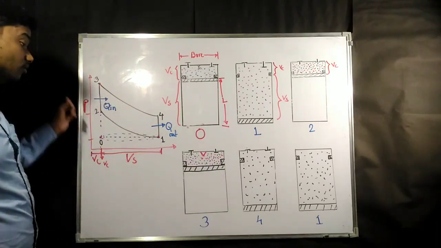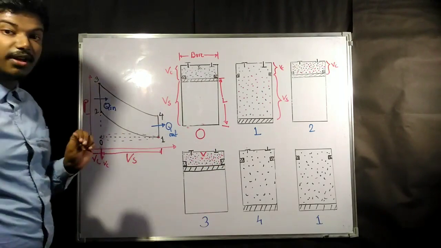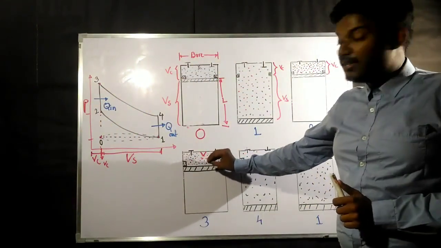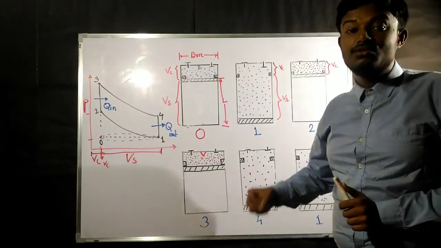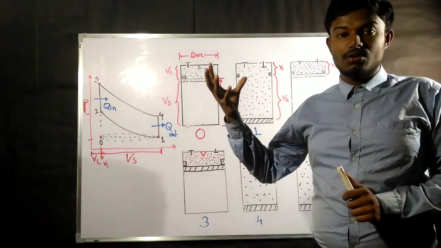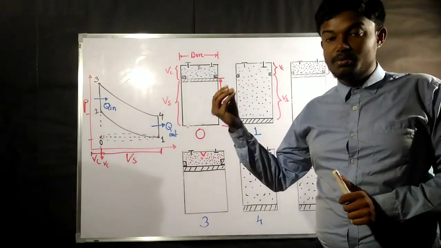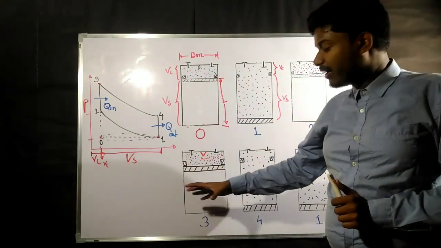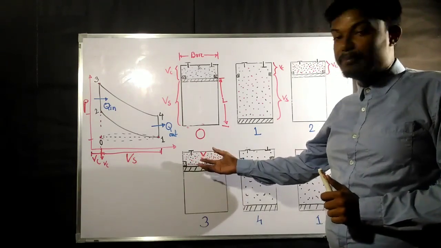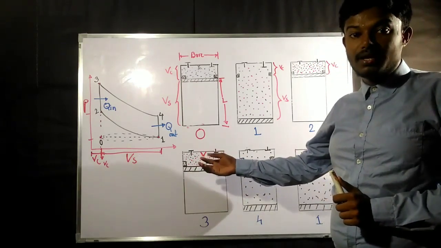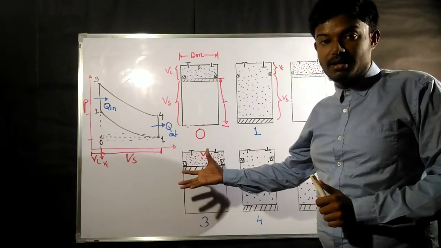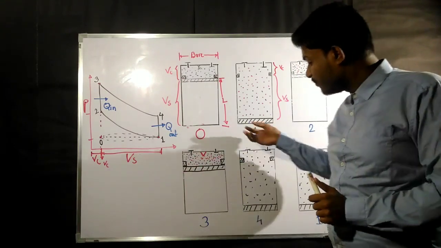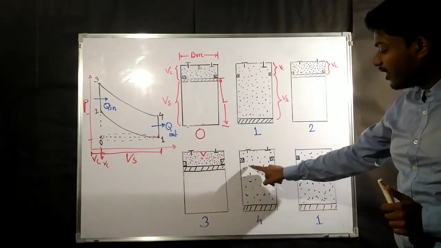Now from 3 to 4, what happens? After burning, the temperature of these particles is going to be even higher. It will be so high that it will try to expand. So with the high temperature and high pressure, it is going to expand, because it has been burned and the temperature is high.